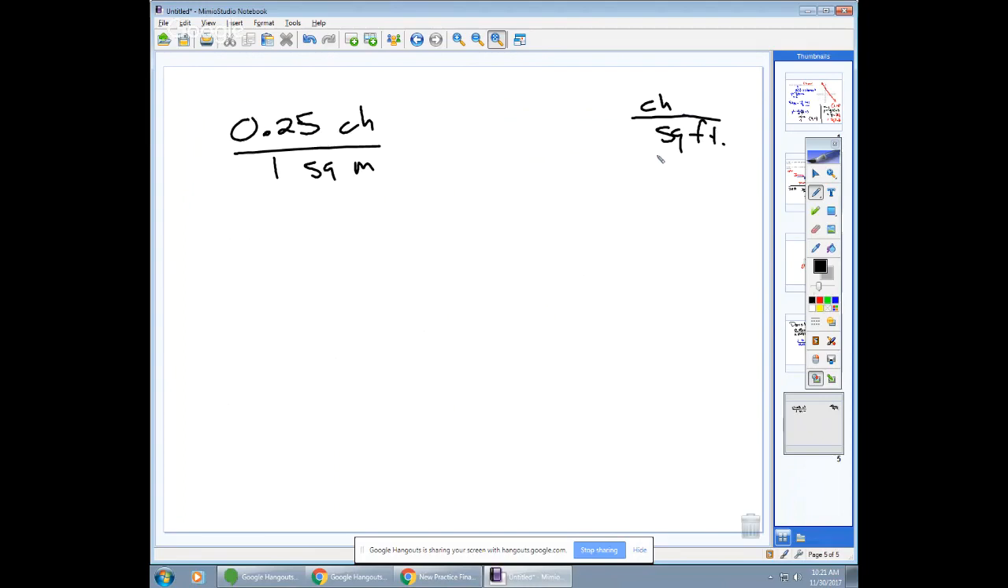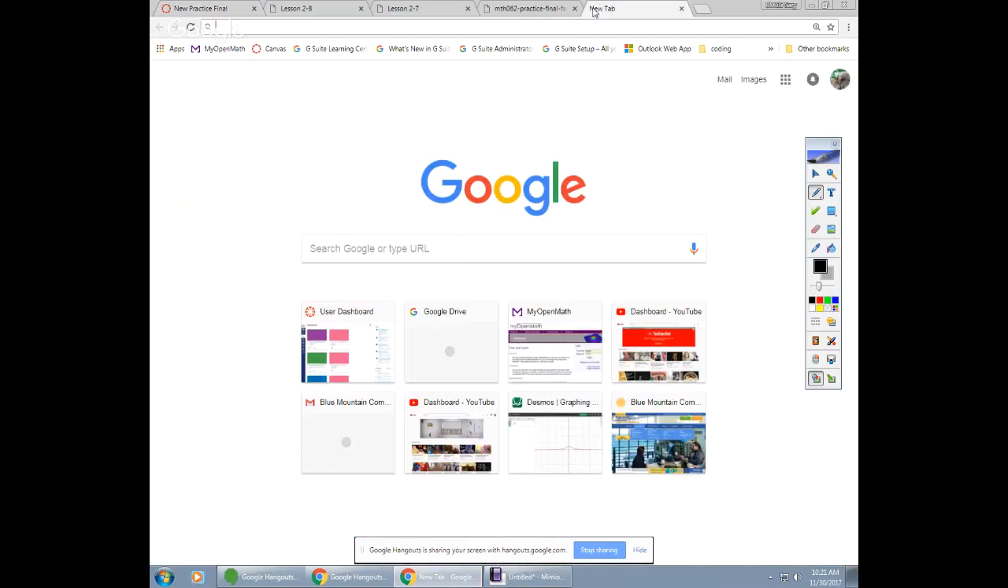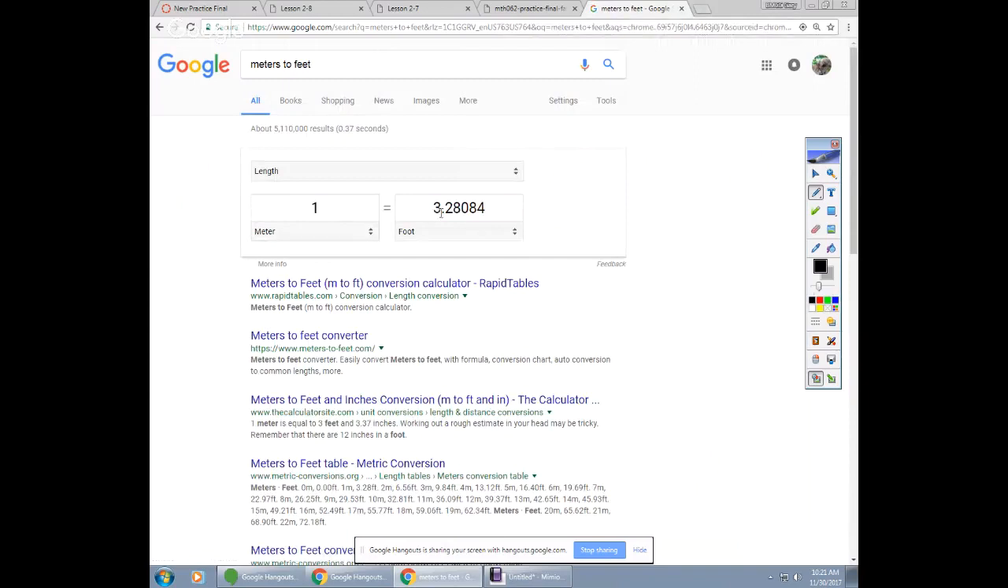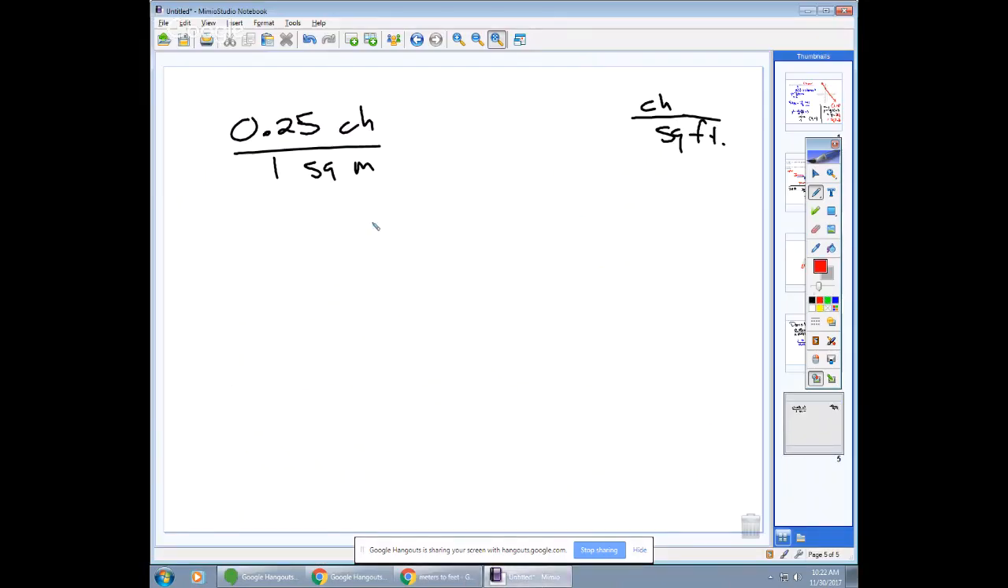So we need a conversion factor for square feet to square meters. So let's look something up. So meters to feet. So here it says that 1 meter is about, let's call it 3.3 feet. So 1 meter equals 3.3 feet. How do I change square meters to square feet then? Anybody remember? Yeah, we got to multiply each by itself. So 1 meter times 1 meter is 1 square meter. And then 3.3 times 3.3 will give me feet squared. Square feet.